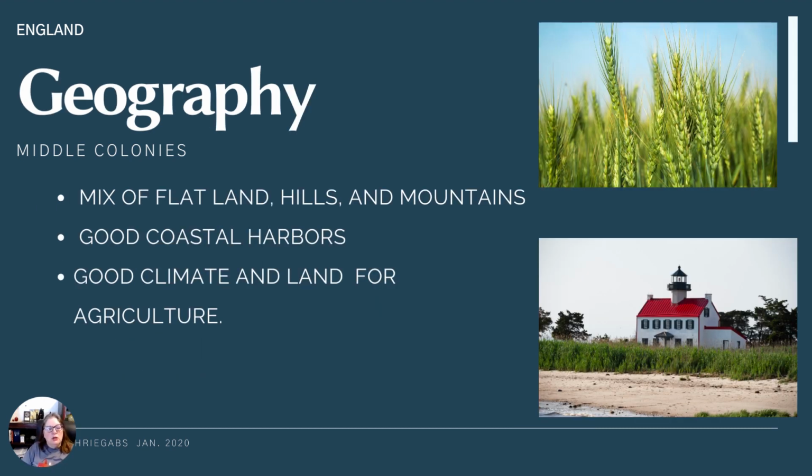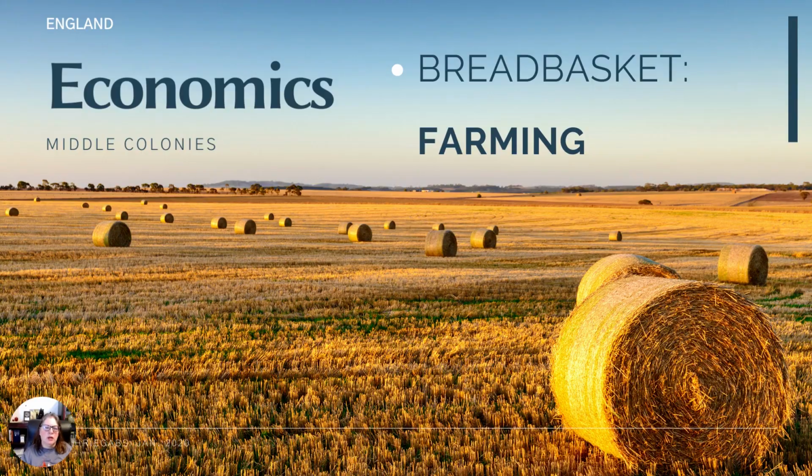All right, geography. Flatland, hills, mountains, really good harbors, the Chesapeake Bay area. Good climate and land. It's the middle. It's not too cold. It's not too hot. It's a fantastic area for growing crops. So it becomes the breadbasket because it is feeding the other colonies.